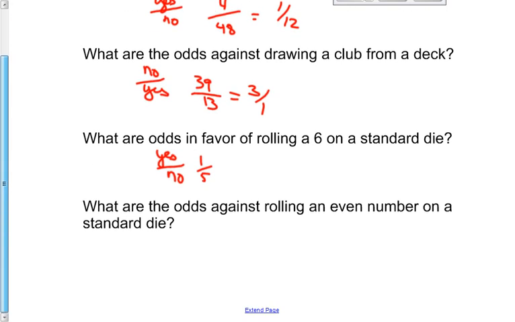And then this last one here, what are the odds against rolling an even number on a standard die? Odds against, no over yes. Well, you know your standard die numbers again, go from 1 through 6. If I want the even values, 2, 4, 6, there's 3 of those. Odds against rolling the even, so which ones are not even? 1, 3, 5, that's 3. And which ones are even? 2, 4, 6. So it's 3 to 3, 1 over 1.